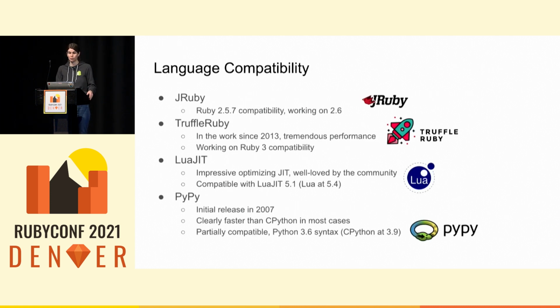Language compatibility is not just a problem in the Ruby sphere. I would say every time you have a language with an independent reimplementation, it's typical to see that alternative implementations lag a little bit in terms of compatibility. LuaJIT is an extremely impressive project that's well loved by the community, but it's trailing a little bit behind in terms of compatibility with the Lua language. PyPy is also a very impressive academic project that's clearly faster than CPython in many cases. But again, it's trailing a little bit behind Python in terms of compatibility.